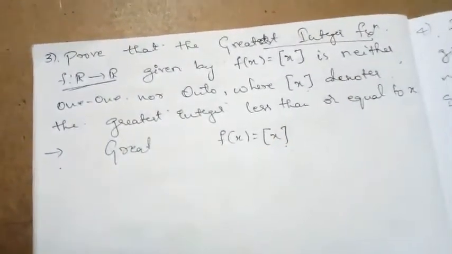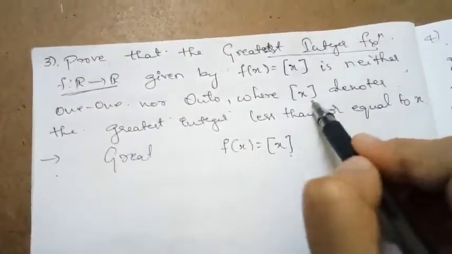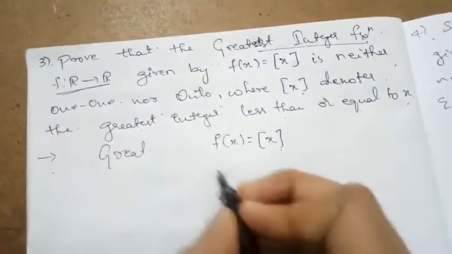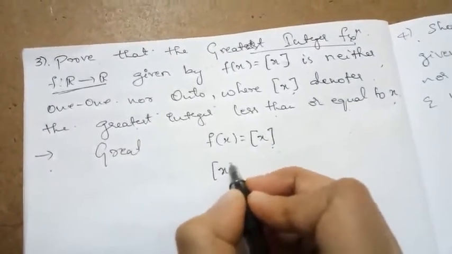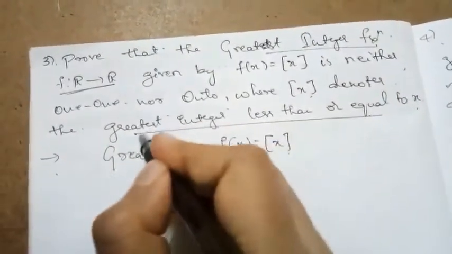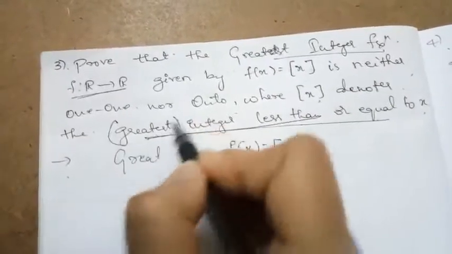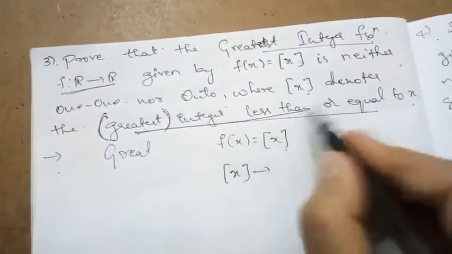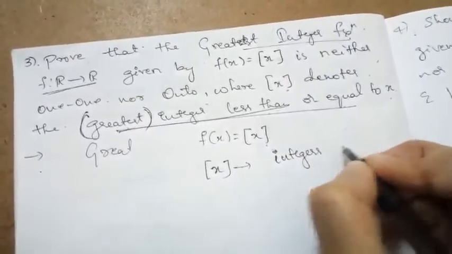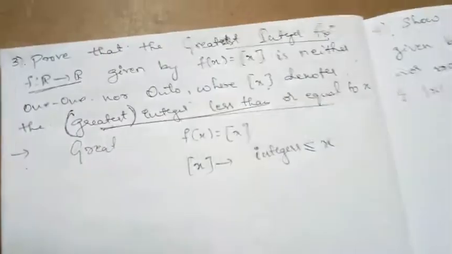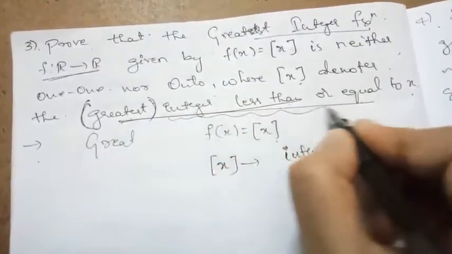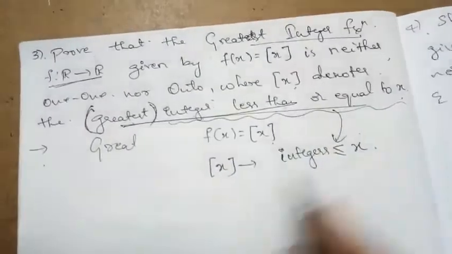So they only defined how the function is, that is nothing but box x denotes the greatest integer less than or equal to x. So box x denotes what? Greatest integer less than or equal to x. So now leave this greatest. If I write integer less than or equal to x, means how it will be? Integers less than or equal to x. Suppose if I write this statement, integer less than or equal to x, it will be like this if I write it mathematically.